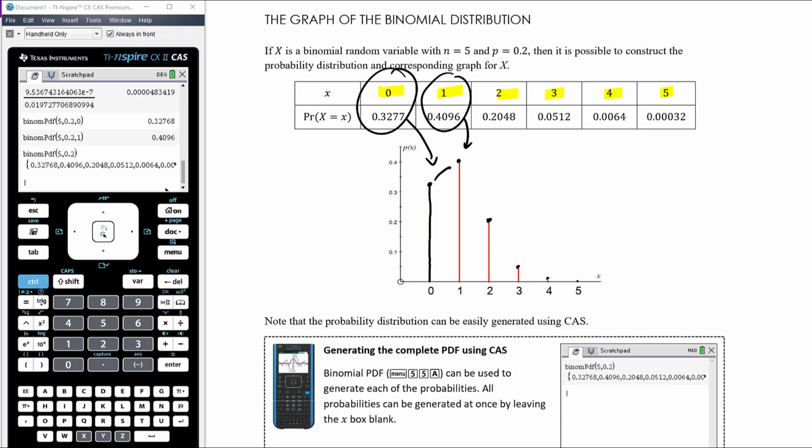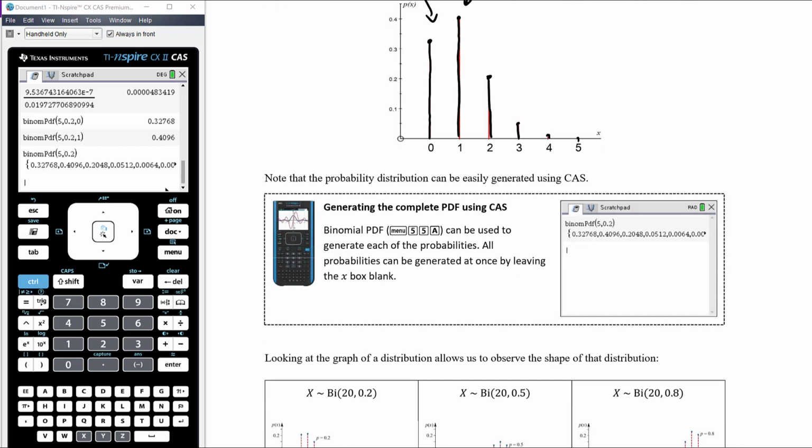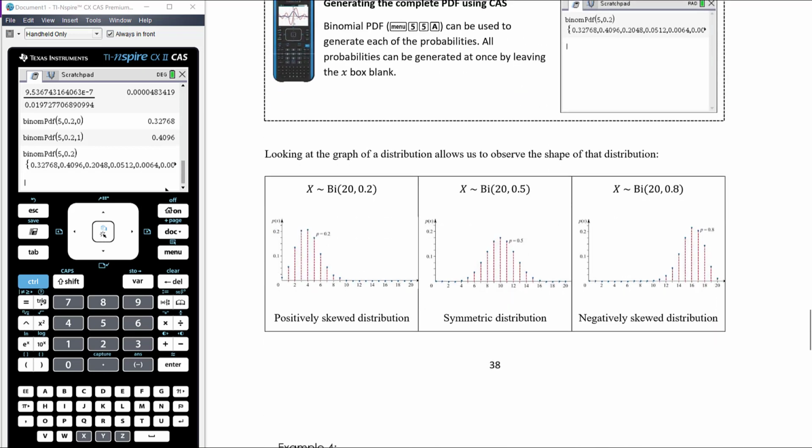We certainly don't join the points because it's a discrete random variable. It's not possible for x to be anything between 0 and 1. So that the points don't get lost on the axes, we just draw these vertical lines in, so you're almost getting a bar chart effect where you can see what's happening. I've already talked about how to generate the complete PDF using the CAS.